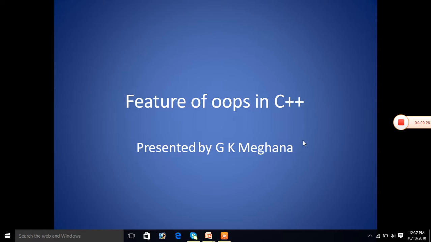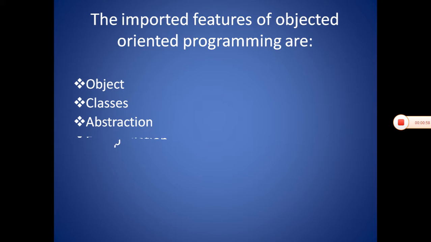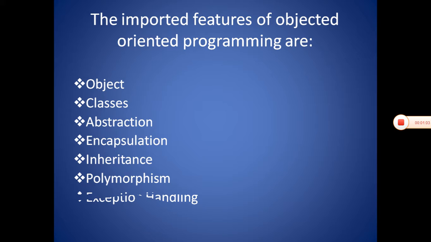The program which is divided into functions is called procedure-oriented programming. The program which is divided into objects is called an object-oriented program, for example C++, Java, etc. Most programmers prefer object-oriented programming. The important features of object-oriented programming are object, classes, abstraction, encapsulation, inheritance, polymorphism, exception handling. Here I am going to explain one by one.